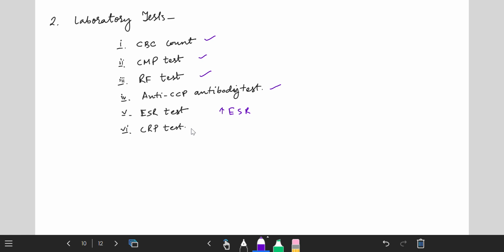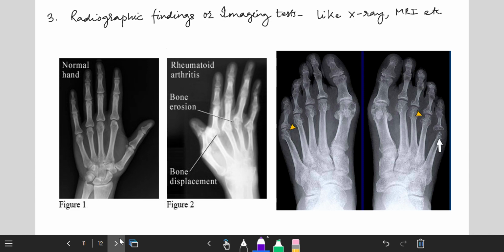C-reactive protein. This protein is found in your liver, which then circulates in your bloodstream. This test measures if there is any inflammation present. If the CRP level is high, then obviously there is active disease. So these are the common laboratory tests performed. Now the third one is radiographic findings or imaging tests like X-ray, MRI, etc. You can see the X-ray images here.